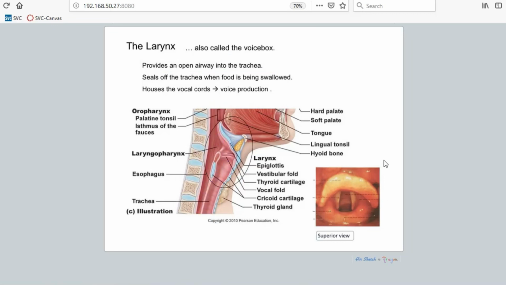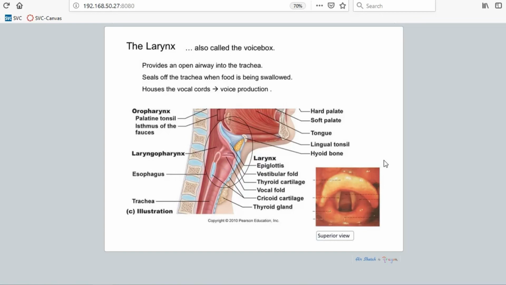What else is it going to do? Well, it's going to seal off the trachea when food is being swallowed. And that's going to be the job of this guy right there, which is called the epiglottis. It's going to fold down and seal off the larynx and the trachea there so food can't get down it.